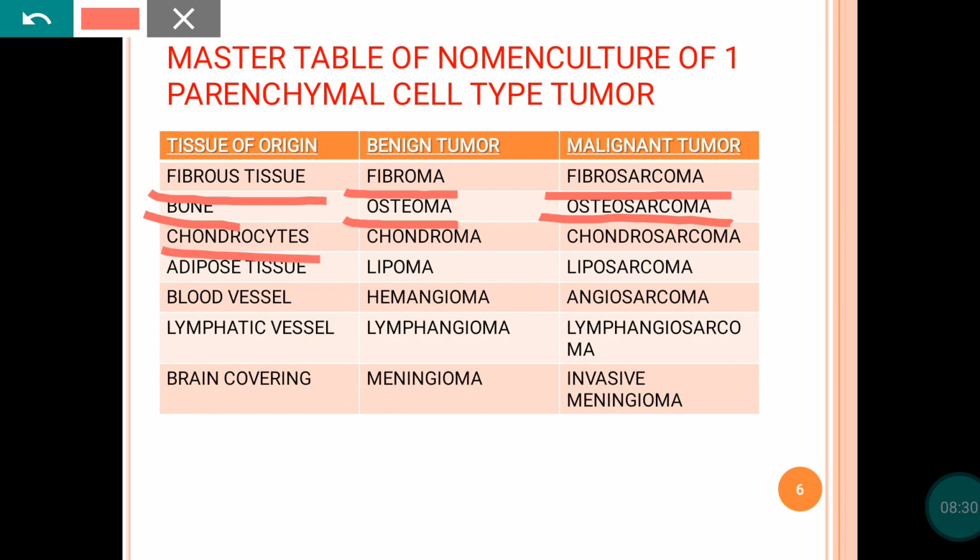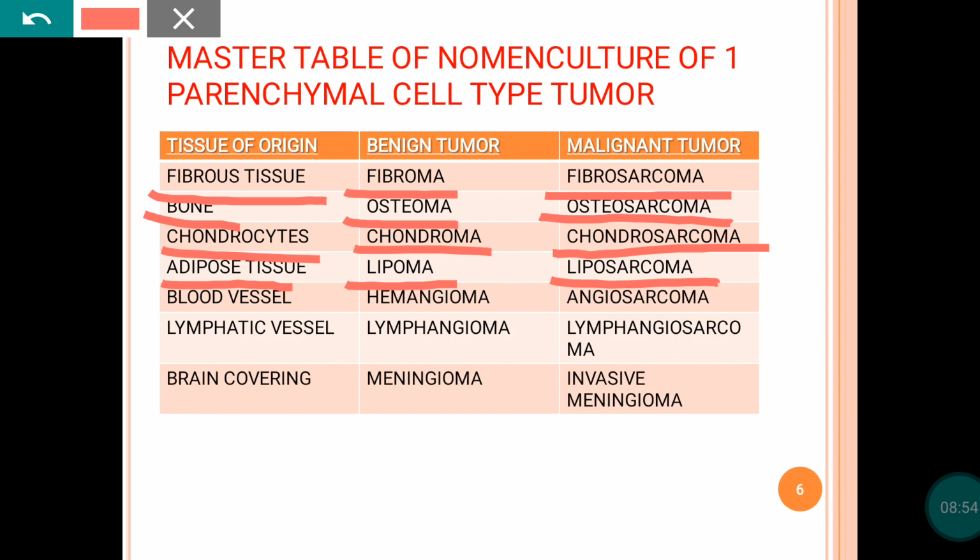Chondrocytes, that is the cartilage. Benign tumor is known as chondroma, while the malignant tumor is known by the name chondrosarcoma. Obviously, it is the mesenchymal tissue. That's why the suffix sarcoma is added. The benign tumor of the adipose tissue is known by the name lipoma, while the malignant tumor, yes, you are right, liposarcoma.